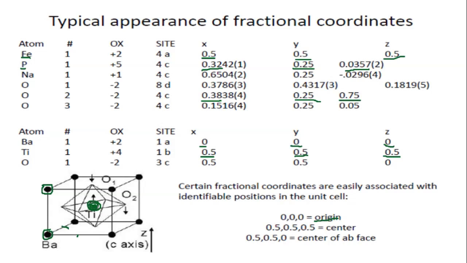Now for oxygen, you see it's a half, a half, 0. This tells us oxygen is going to be on the faces of the unit cell because we have a half along X and a half along Y. So right here is an oxygen atom. Now if we translate up, we get another oxygen atom here.